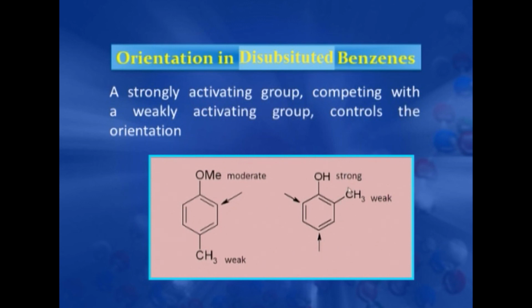Now second example, here we have an OH and a methyl group. Now OH is strongly activating and methyl is weakly activating. So the incoming group will come ortho and para to the strongly activating group, that is OH. So these are the sites of attack for the third case.